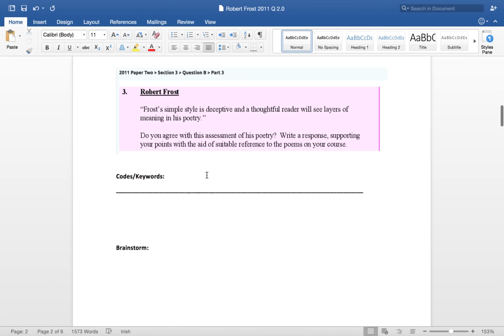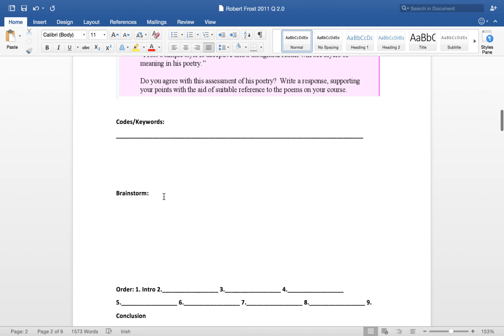Here we are. So I would write down here "layers of meaning" and "deceptively simple." And you kind of have to brainstorm around that. So, brainstorm, spider diagram, whatever it is, however you want to. You can even just do a list if you want to list your ideas. And what you're trying to do there is connect your poems to it, but more so than the poems, you need ideas.